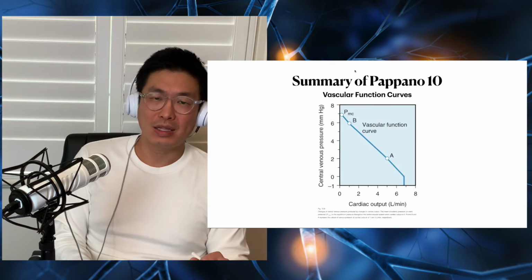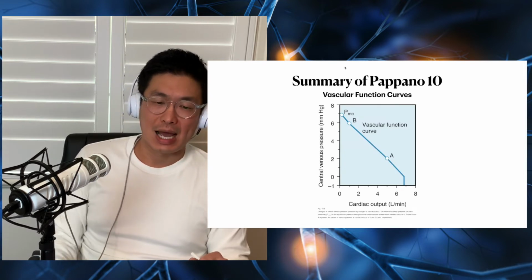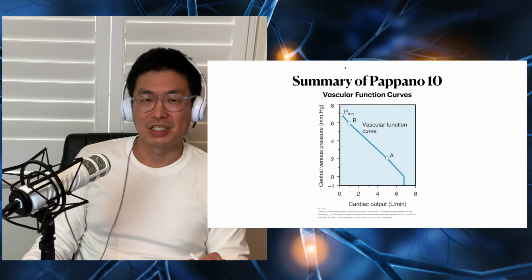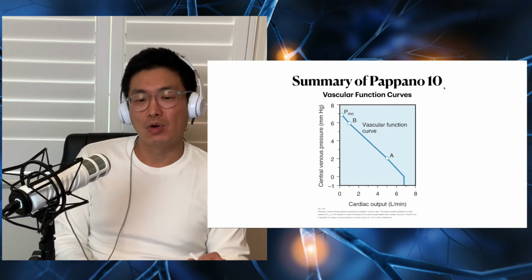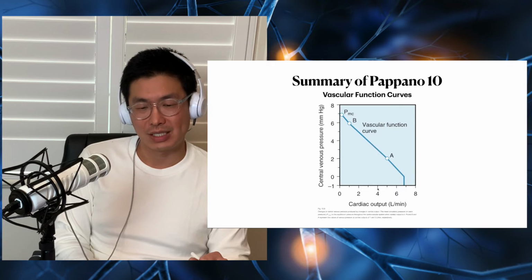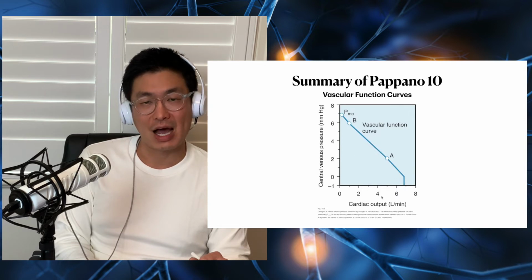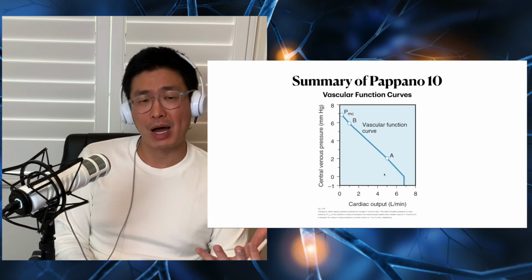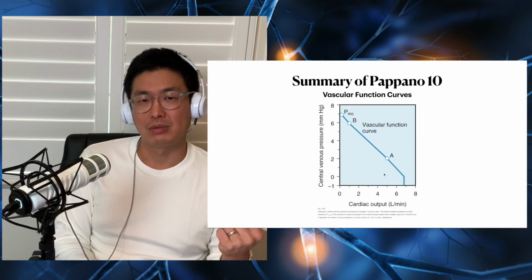And look at the way that they've drawn the vascular function curve. I think most of us would be looking at this going, what is this? Normally we have cardiac output on the y-axis and CVP or preload on the x-axis, but this is drawn the other way around, because what Pappano wants to show is that cardiac output is now the independent variable and CVP is your dependent variable.